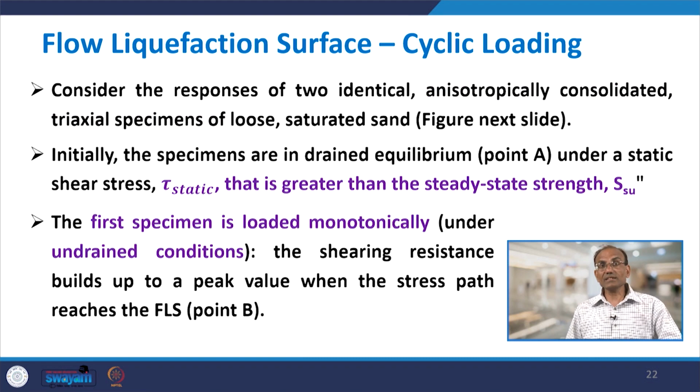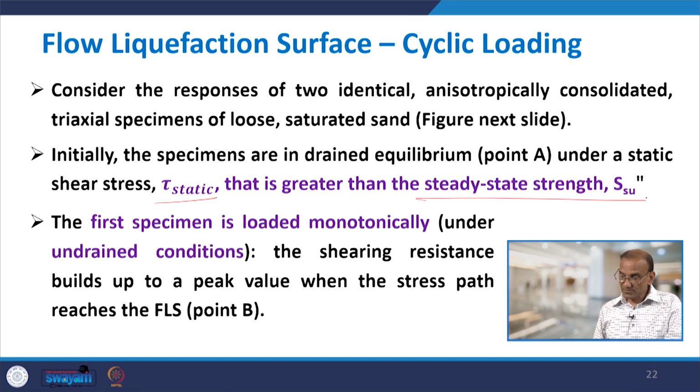So, initially they are in drained equilibrium at point A under a static shear stress, tau static, that is greater than the steady state strength. So, we consider the static shear stress greater than the steady state strength, that is S_SU. In this case we said that tau static is greater than S_SU. The first specimen is loaded monotonically under undrained condition.